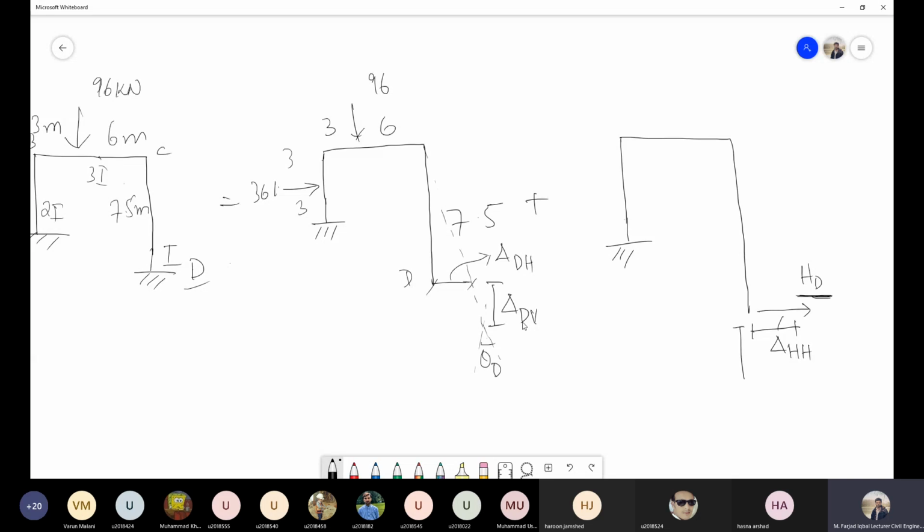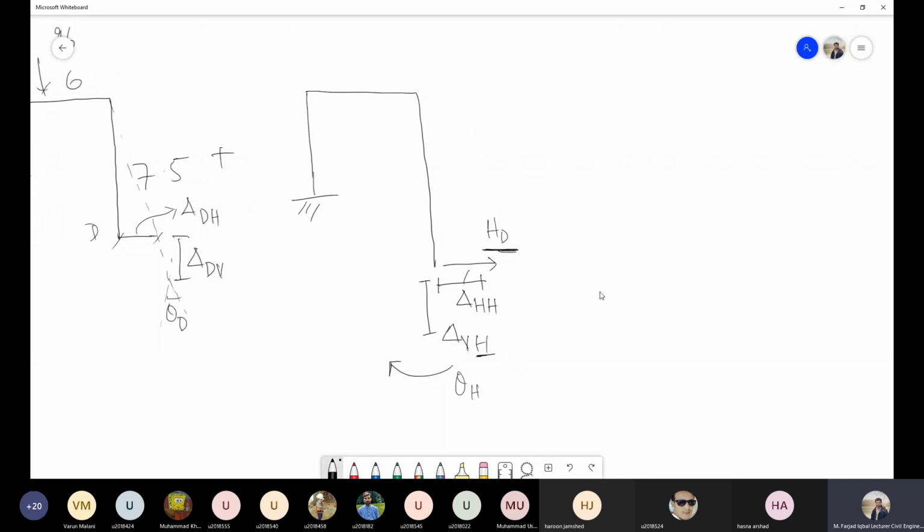Then we have a vertical deflection as well. So I will call this VH. That means the vertical deflection at joint D due to the horizontal load. And the third one is rotation. Rotation I will just represent with the arrow sign or movement sign just to keep things simple. So I will call this theta H, or the rotation due to the horizontal load acting at this point.